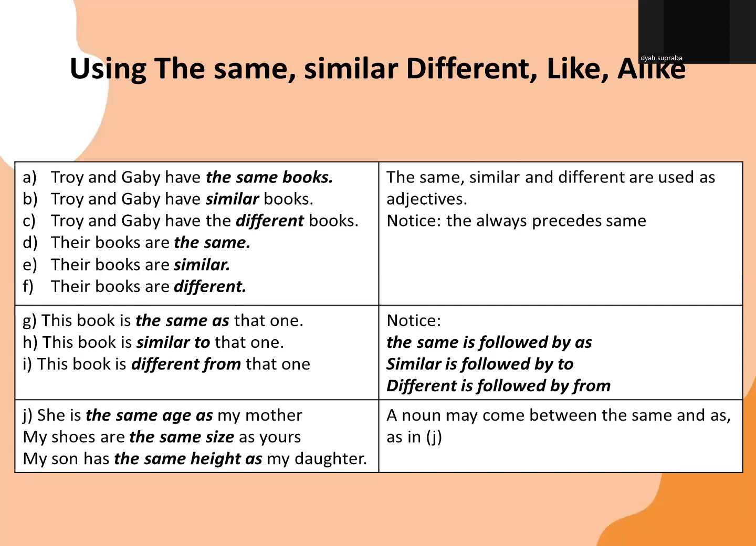G, this book is the same as that one. H, this book is similar to that one. I, this book is different from that one. The same, we can see in here, is followed by as. The same as. Similar is followed by to. This book is similar to that one. Different is followed by from. This book is different from that one.